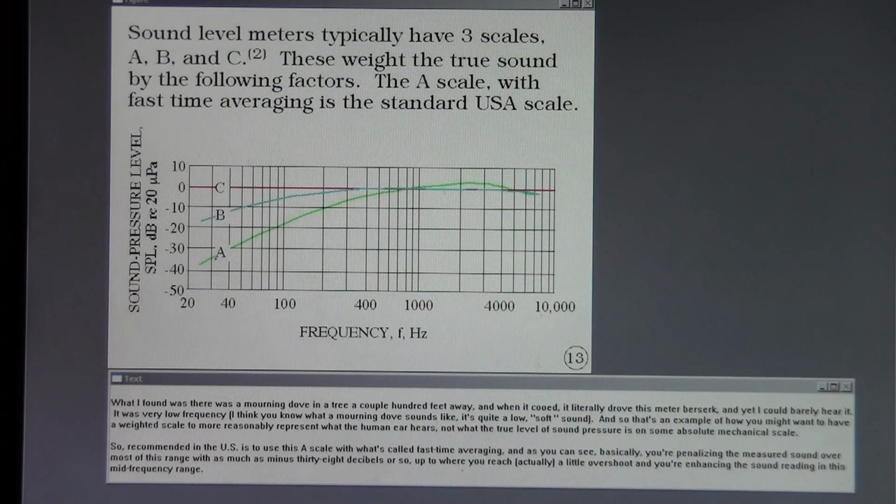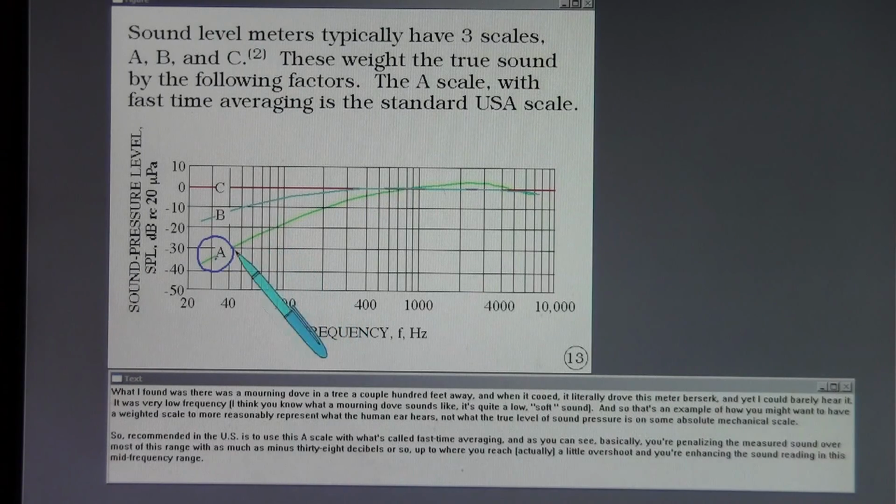So recommended in the US is to use this A scale with what's called fast time averaging, and as you can see, basically you're penalizing the measured sound over most of this range with as much as minus 38 decibels or so, up to where you reach actually a little overshoot and you're enhancing the sound reading in this mid-frequency range.